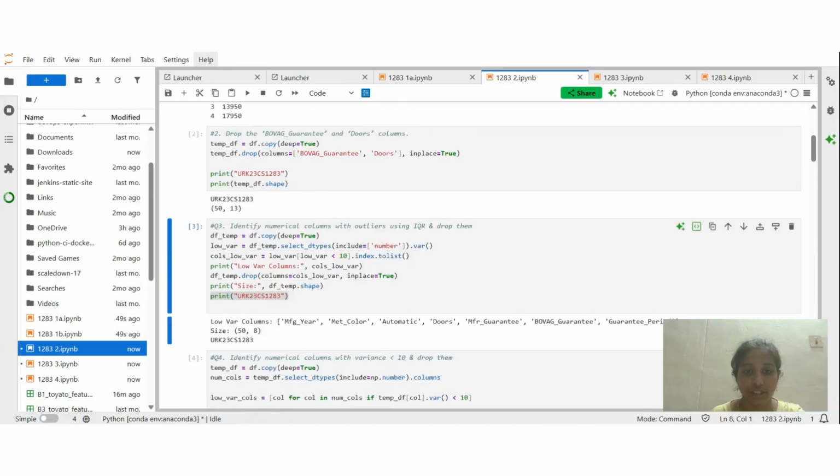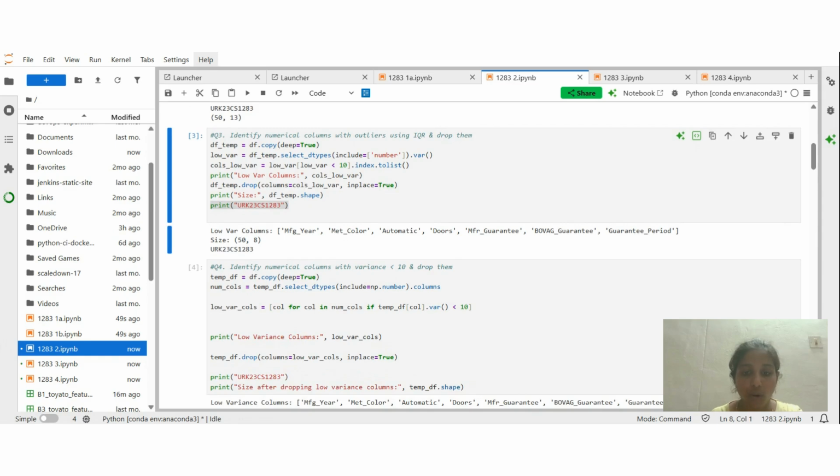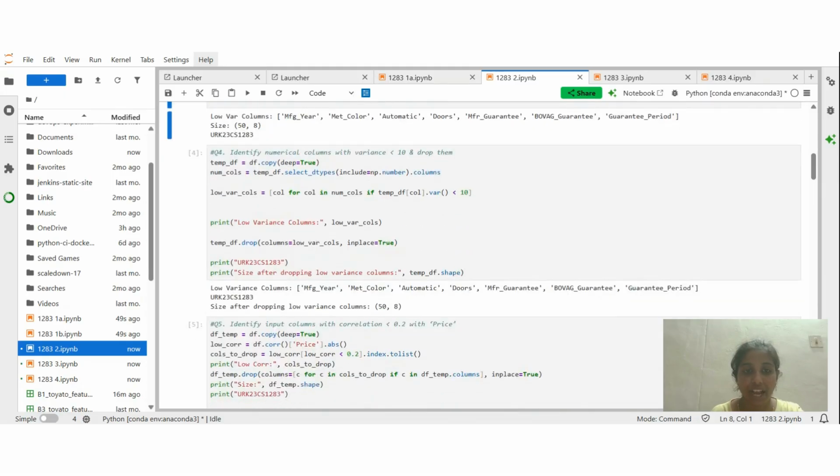And the second question is drop unnecessary columns. Some columns are not useful for prediction. Removing them reduces noise. And the third question is outlier detection. In detection, I use the IQR method to detect outliers. Columns containing extreme values were identified and removed to improve data quality.